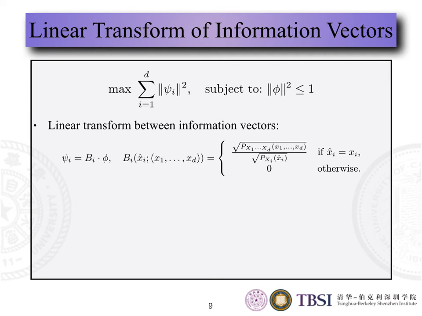Therefore, we can reduce the information theoretical problem to a linear algebra problem where we want to maximize the norm square sum of these information vectors psi given the norm square of the information vector phi. Note that by definition, the information vectors psi and phi are connected by a linear transformation B_i, which is a |Xi| by |X1| times |X2| to |Xd| dimensional matrix with entries specified by the square root of the joint distribution.